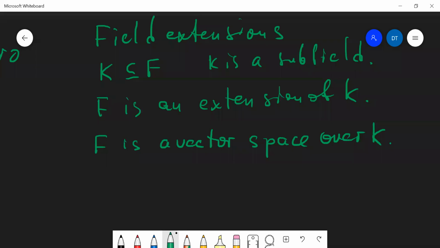In particular, there is a notion of a dimension, and in the case of fields, it has a specific notation. We will denote the dimension of F over K by this symbol, [F : K], and it's just the dimension of F over K, considered as a vector space.